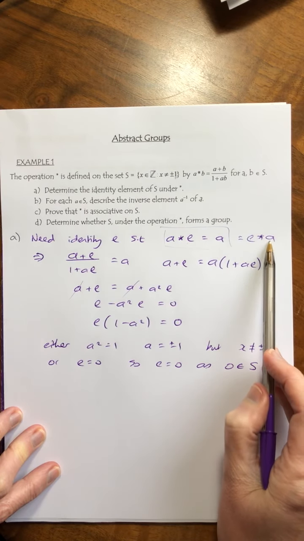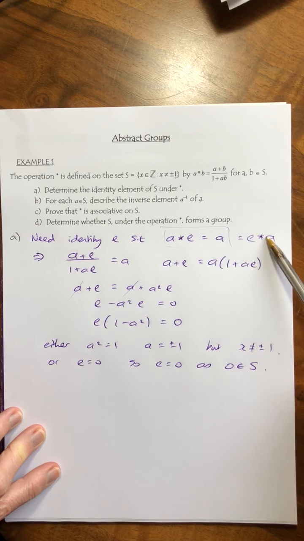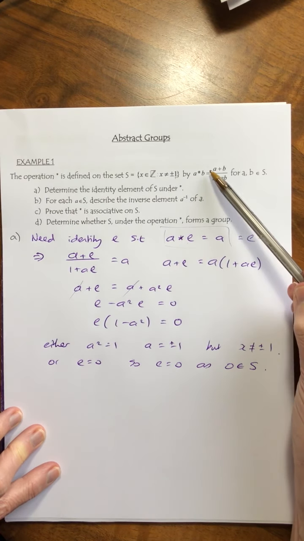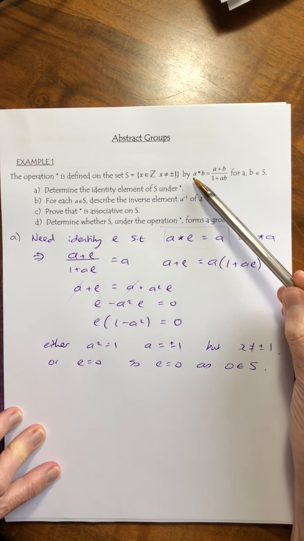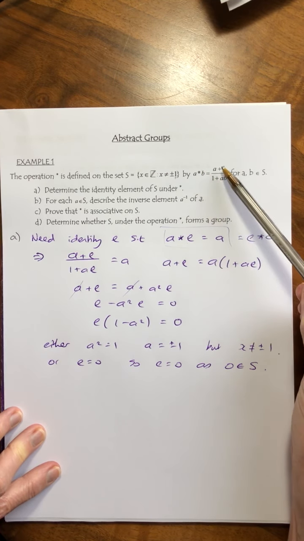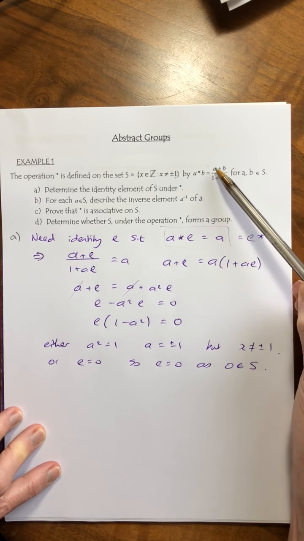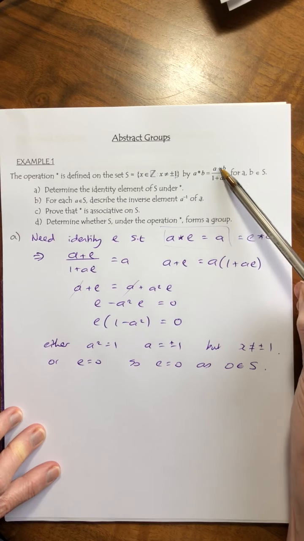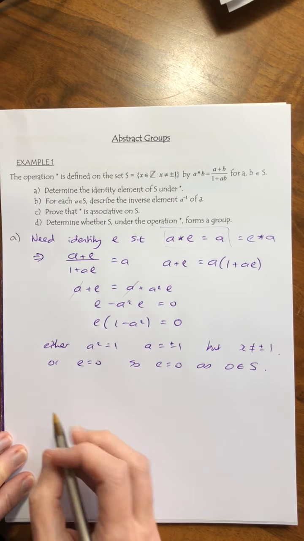I just checked this the other way around. It says determine, it doesn't really say prove, but of course if you did it the other way, if you used 0 star B, you would again just get B, wouldn't you? So you can see, put 0 in place of A, it just becomes B over 1. So that works. So there is my identity.